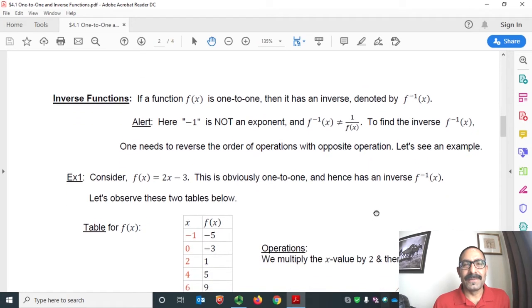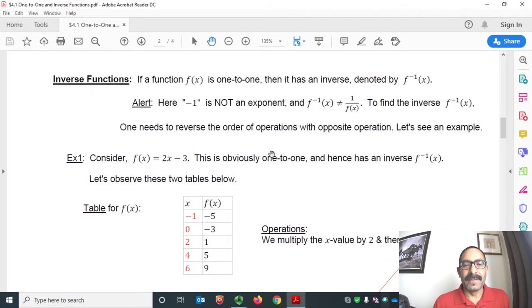Now, inverse functions. If a function f is 1 to 1, then it has an inverse denoted by f inverse of x. Here, this negative 1 on the inverse is not an exponent, and f inverse of x does not equal 1 over f(x). To find the inverse, one needs to reverse the order of operations with the opposite operation.